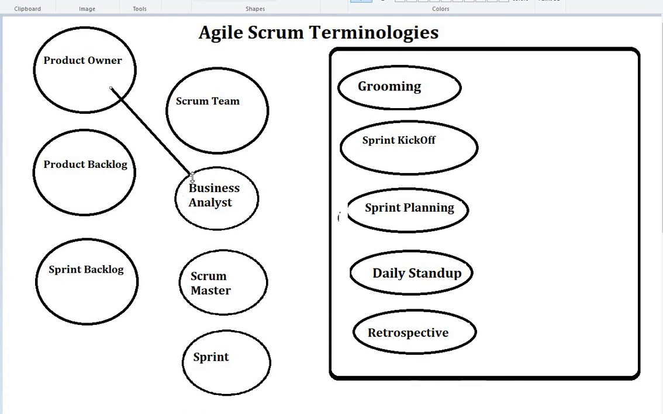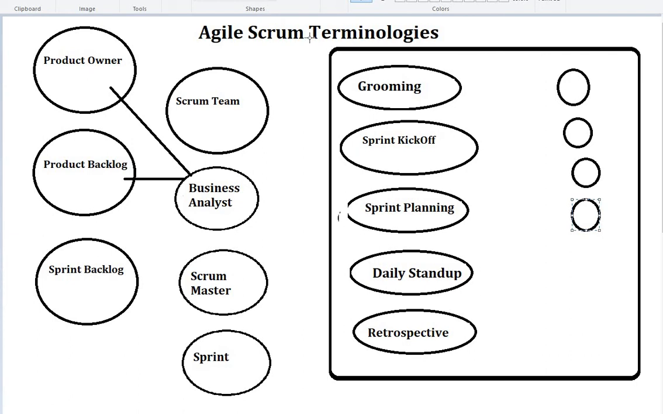So what is a product backlog? The business analyst is the one who writes all of these requirements into tiny little pieces. The product owner gives you one big chunk of requirement, and the business analyst is going to break that chunk into small things. Each one of these is a user story. These user stories are the ones that are to be delivered. So the product backlog is something that you keep as a bucket.